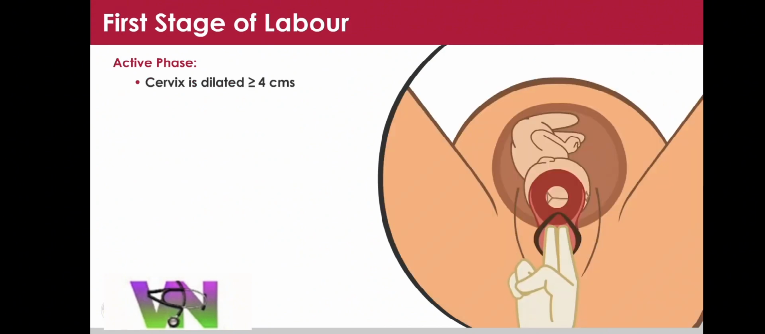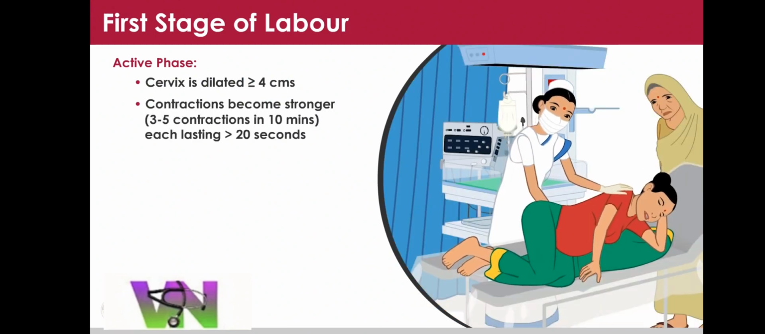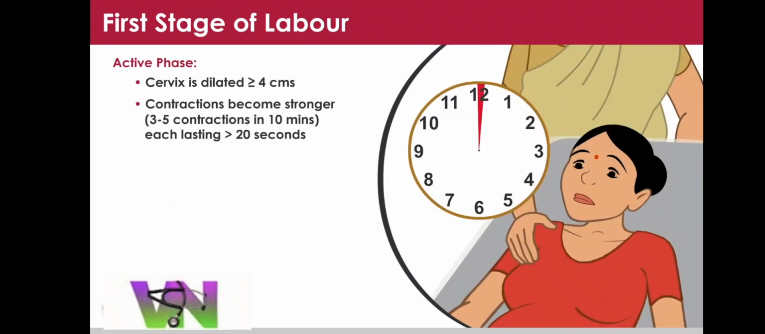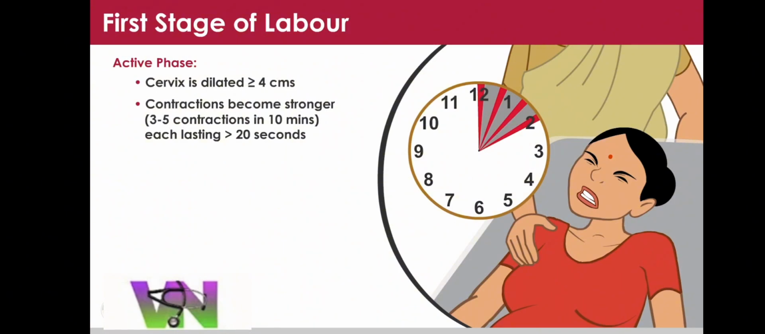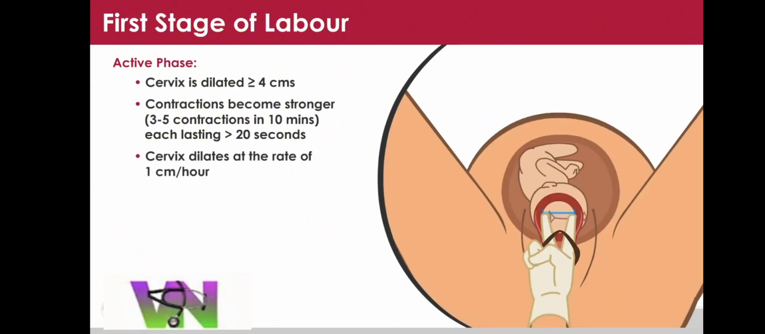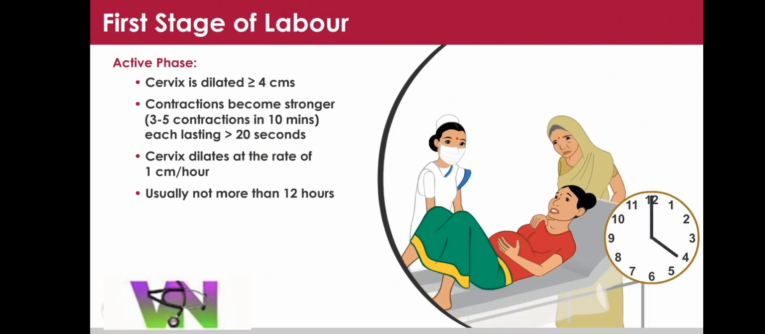Active phase: cervix is dilated more than or equal to 4 centimeters. Contractions become stronger, 3 to 5 contractions in 10 minutes, each lasting more than 20 seconds. Cervix dilates at the rate of 1 centimeter per hour, usually not more than 12 hours.